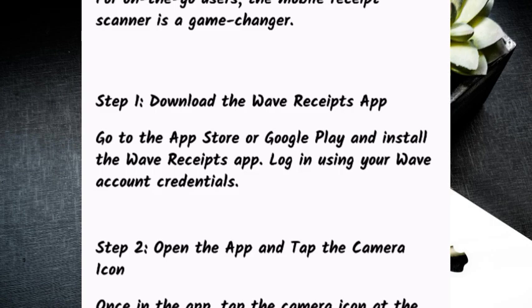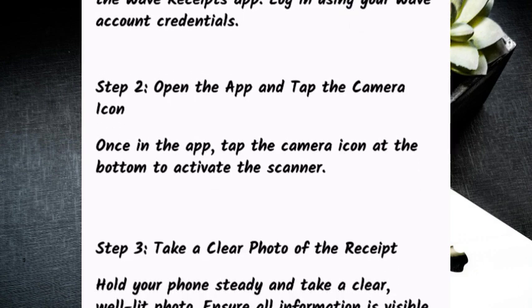Go to the App Store or Play Store and install the Wave Receipt app. Log in using your Wave account credentials. Step 2, open the app and tap the camera icon. Once in the app, tap the camera icon at the bottom to activate the scanner.